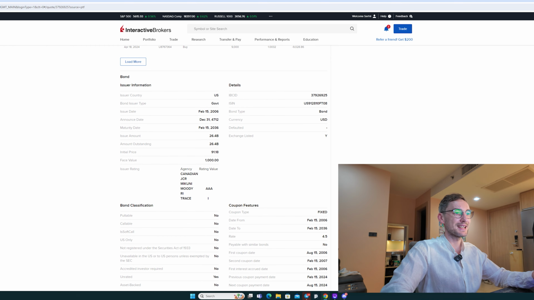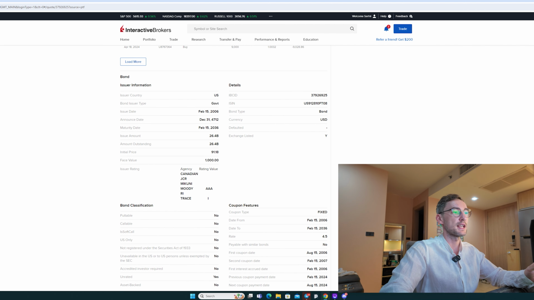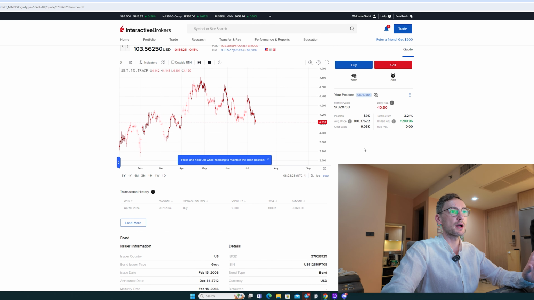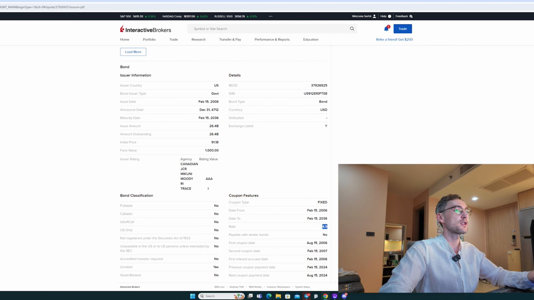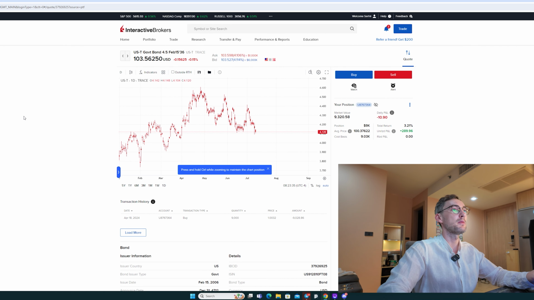It is important to understand that this 4.5% is always paid on the par value, not on this 103, which changes and which is the market price of the bond, but on the par value per every $100 of debt. It means I'll be paid $4.5 per each 100 I have in my investment, which is 90. So I'll be paid $4.5 multiplied by 90. This is how much I'll be paid.